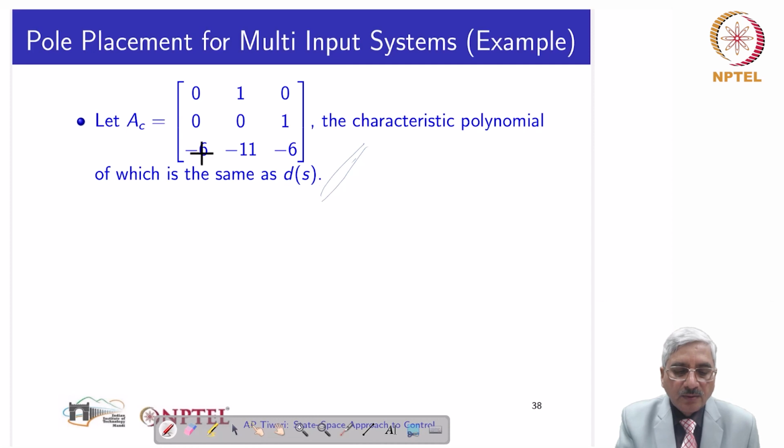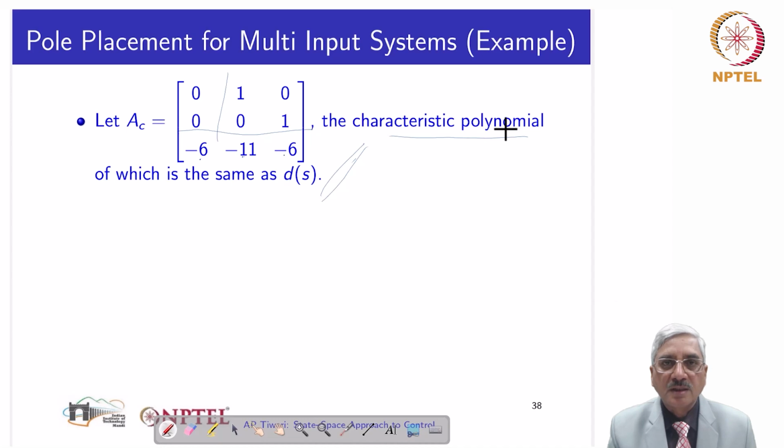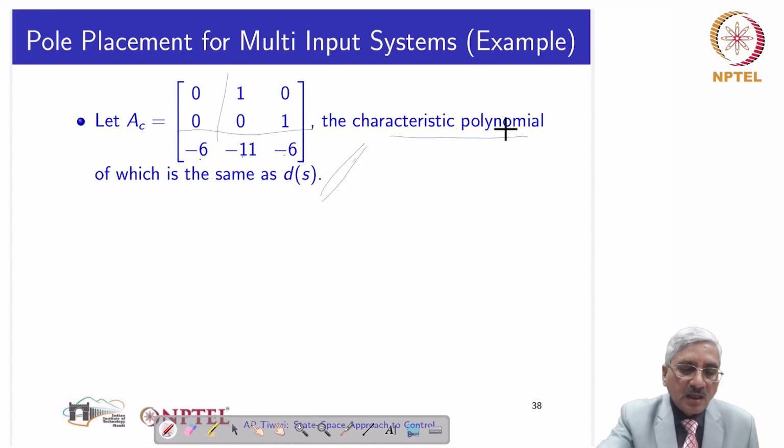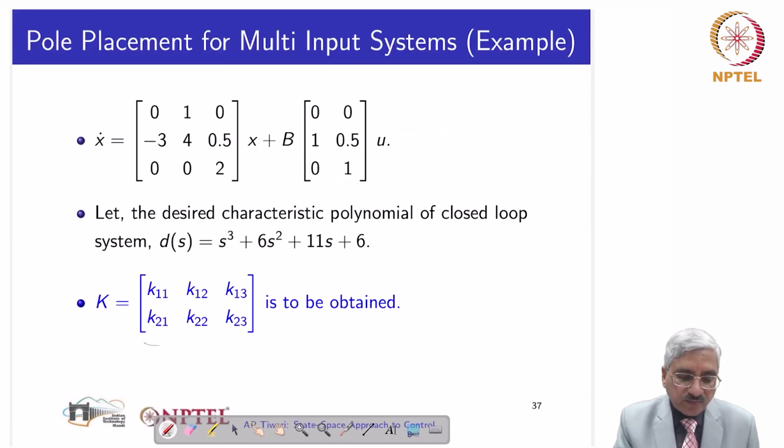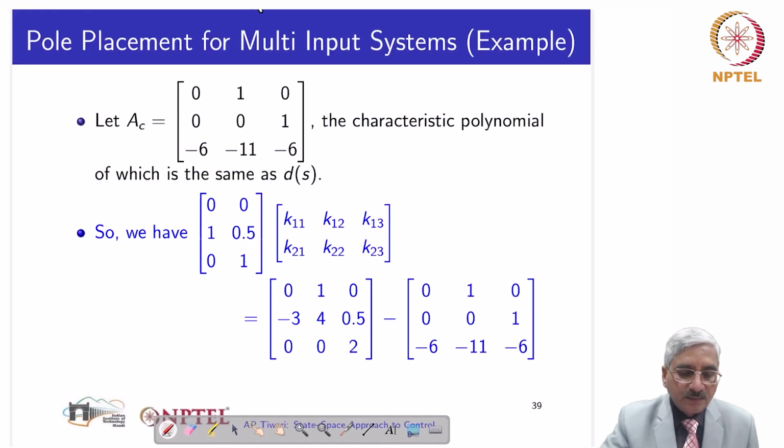This AC, you can see, is in companion form. So its characteristic polynomial will be the one which was shown a little while back. And this K, this 2 by 3 matrix containing 6 elements, is to be obtained. So AC has been selected and this is the B. So B multiplying K will give a 3 by 3 matrix.